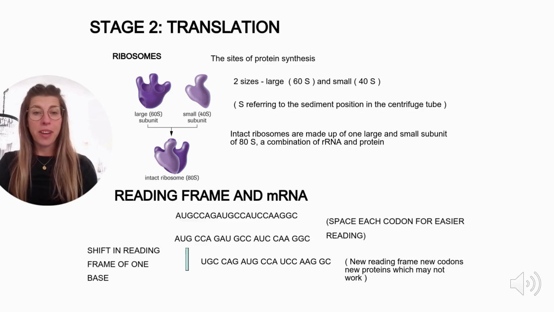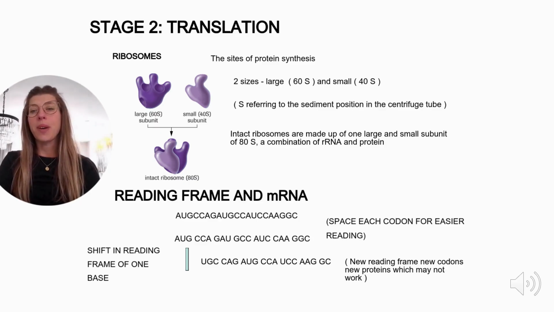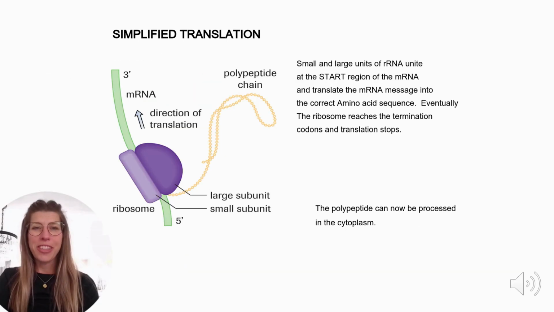Oftentimes in textbooks, we might see them already in triplets to be read as codons. Now, it's really important to note that if you accidentally miss one of the bases when you're reading it, or you miss an entire codon, that ends up shifting the reading frame over. And that could end up making new codons, which makes new proteins. And then the previous function of the protein that was supposed to be made doesn't end up being formed and actually working properly.